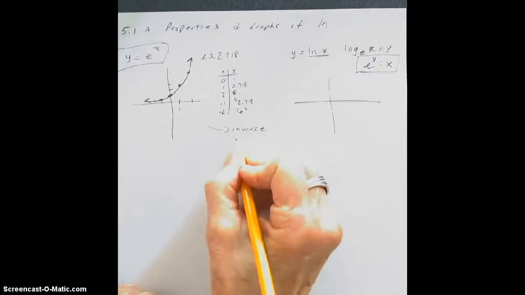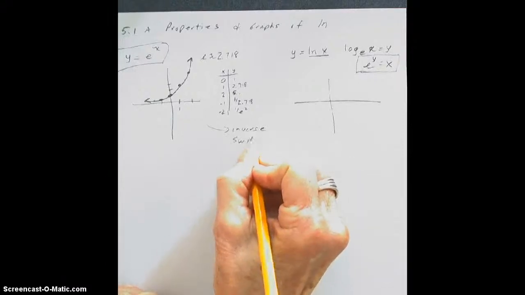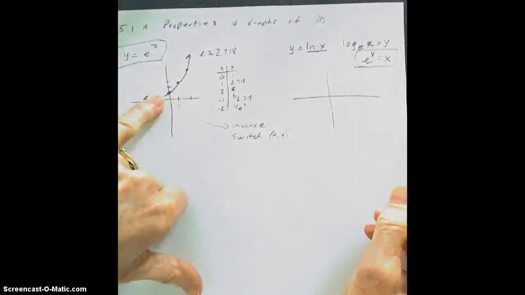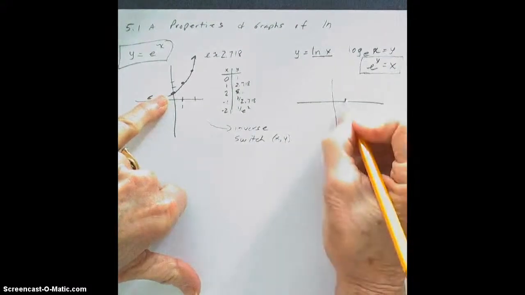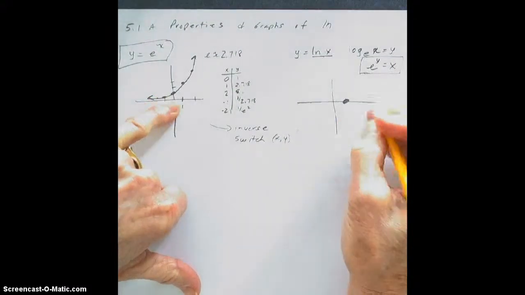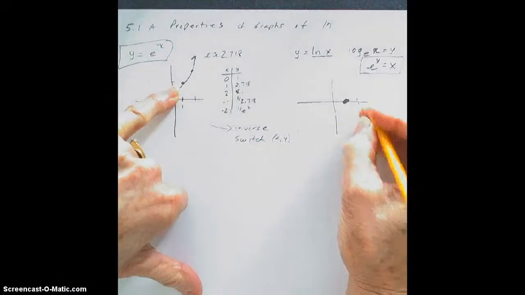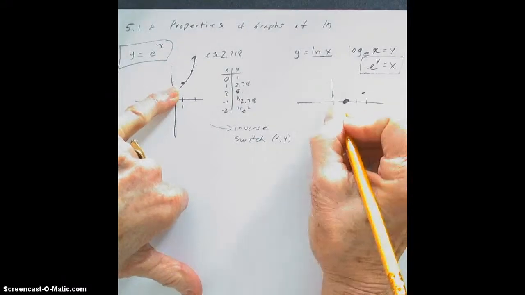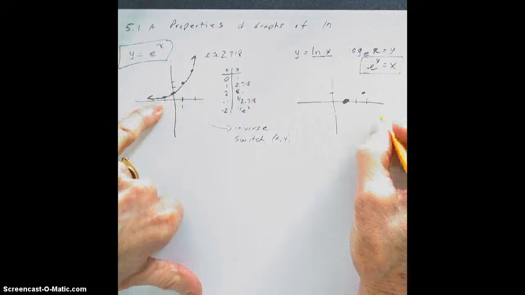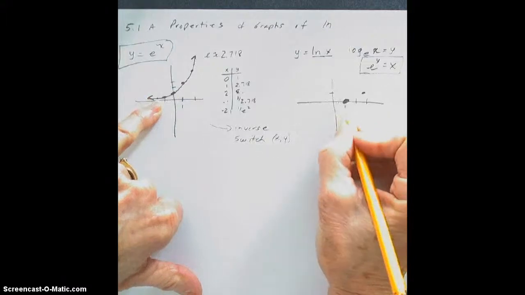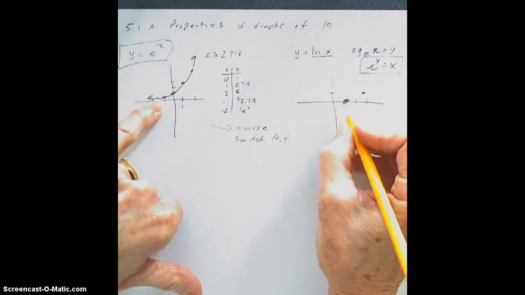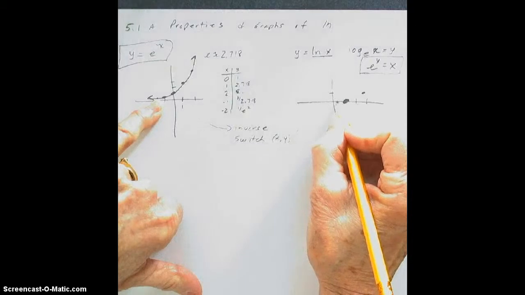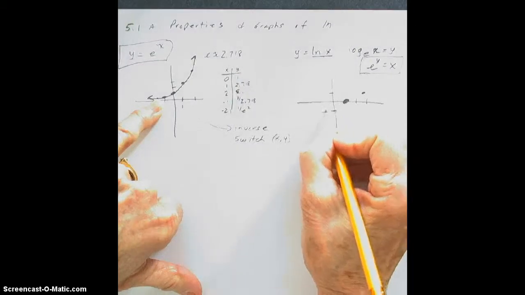How do we find the inverse? We switch the x and y. So remember, this point was 0, 1, so I'll graph 1, 0. This point was 1, 2.718, so I'm going to go 2.718 over and up to 1. This point here was negative 1, 1 over 2.718, so I'm going to go over 1 over 2.718 and go down to negative 1.